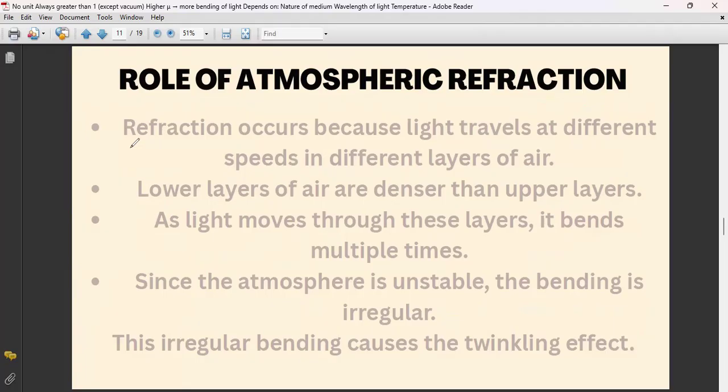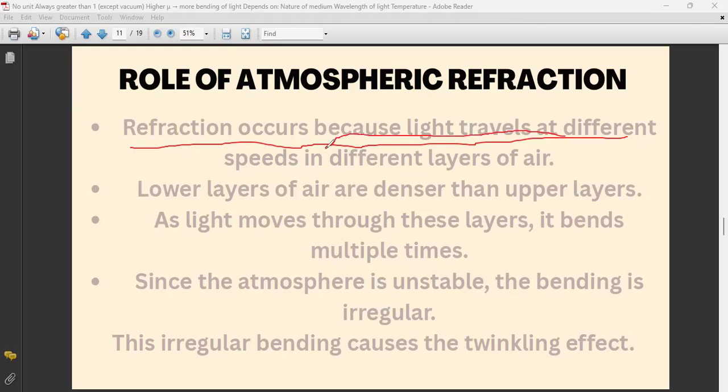Role of atmospheric refraction. Refraction occurs because light travels at a different speed in the different layers of the air. As I have told you, Earth's atmosphere is made up of different layers, so the speed changes in every layer. Lower layers of the air are denser, and the upper layers are much lighter than the lower layers. So the refraction happens differently in these different layers. As light moves through these layers, it bends multiple times.